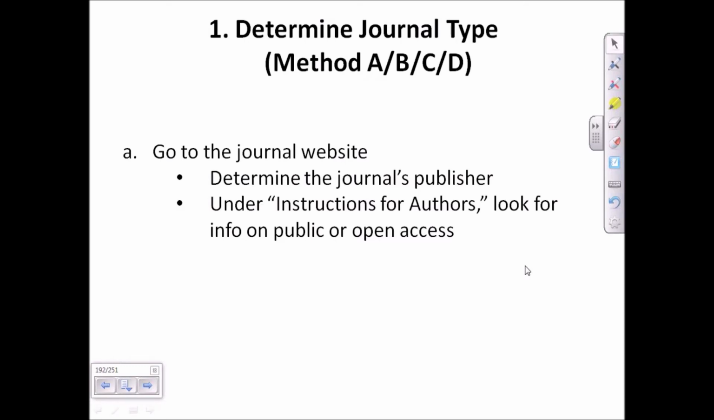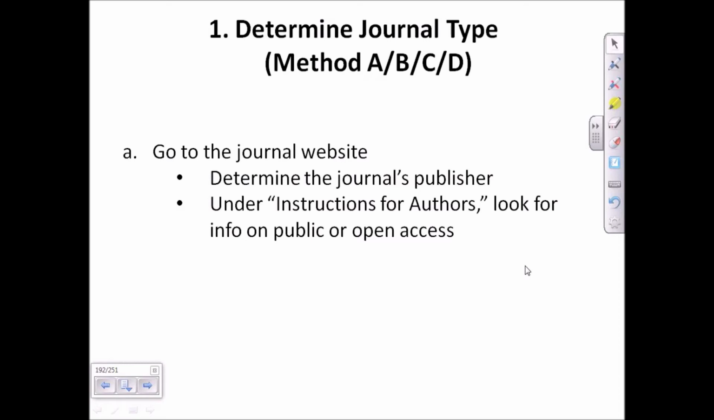The best way to determine whether a journal is method A, B, C, or D is to go to the website of the journal. The journal itself has a website, and they usually have very helpful information there. One thing you can find out from the website is who the publisher of that journal is. Often that information will be at the very bottom of the website. It'll say, this journal, Lancet, is a publication of Elsevier. When you see Elsevier, write that down, because now you know a very important piece of information.